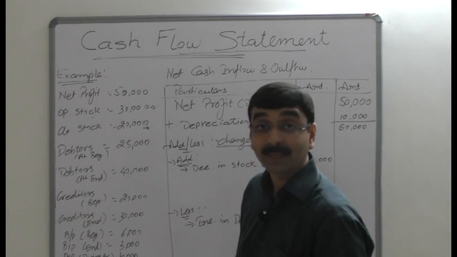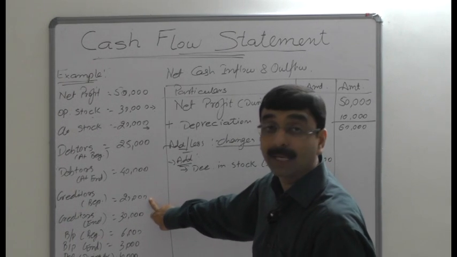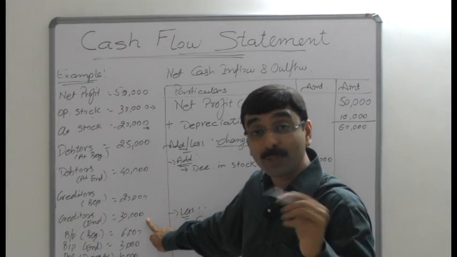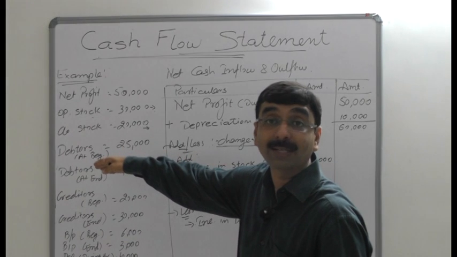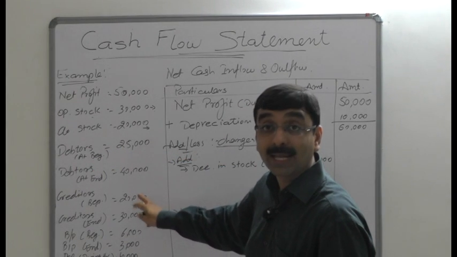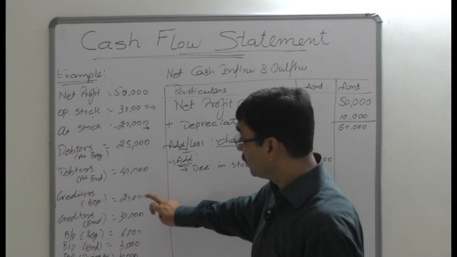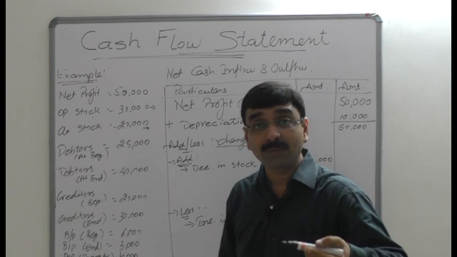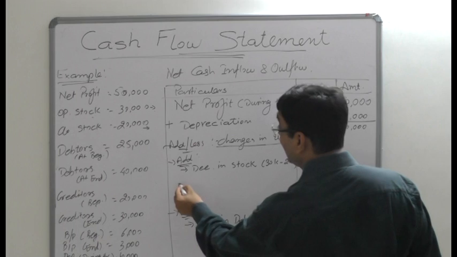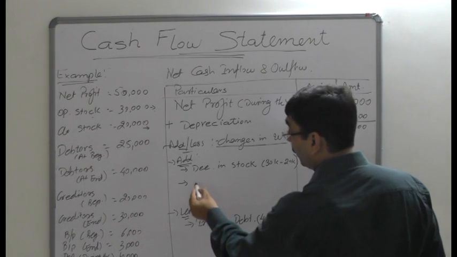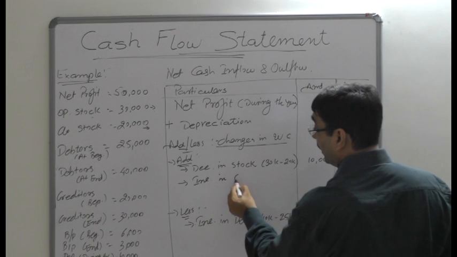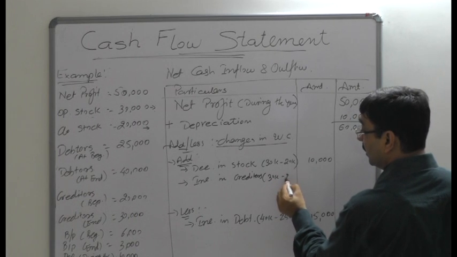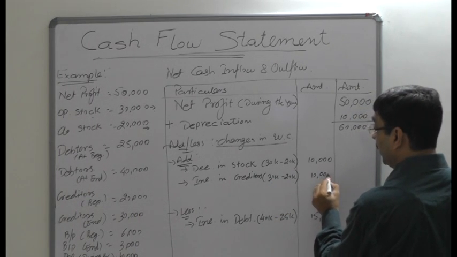See the next item, that is current liability, creditors. In the beginning the creditors are 20,000 and at the end the creditors are rupees 30,000. Here the formula is the reverse of the formula applied in case of current assets. The current liability last year, that means the beginning year, is 20,000 and the current year ending is 30,000, so it's an increase. In case the current liability increases, it's always an increase in your cash inflow. The difference is 30,000 minus 20,000, which comes to 10,000.